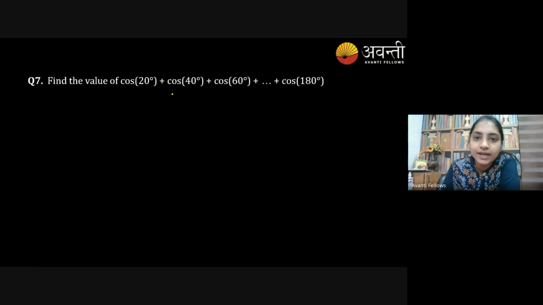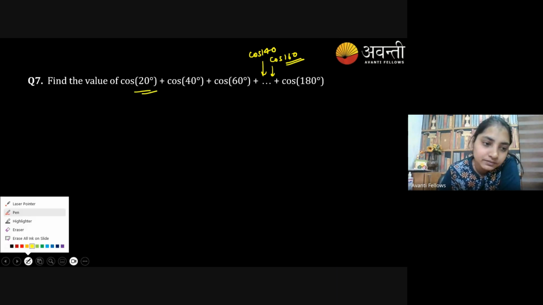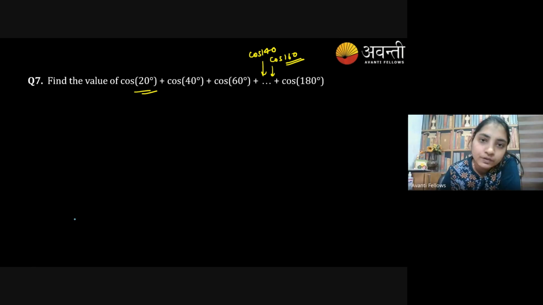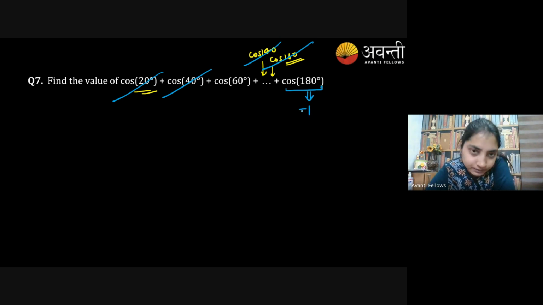See, the direct way is that it will be cos 160, then cos 140 and so on. Can you see 20 and 160 are supplementary angles? In the second quadrant, they are negative of each other. It means cos 20 is cancelled with cos 160, cos 40 with cos 140, and so on. Only cos 180 will be left, that is, the value is -1. Correct?